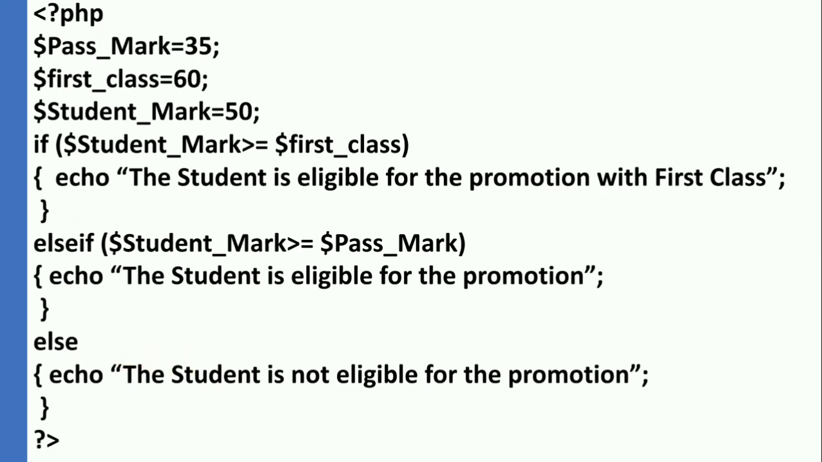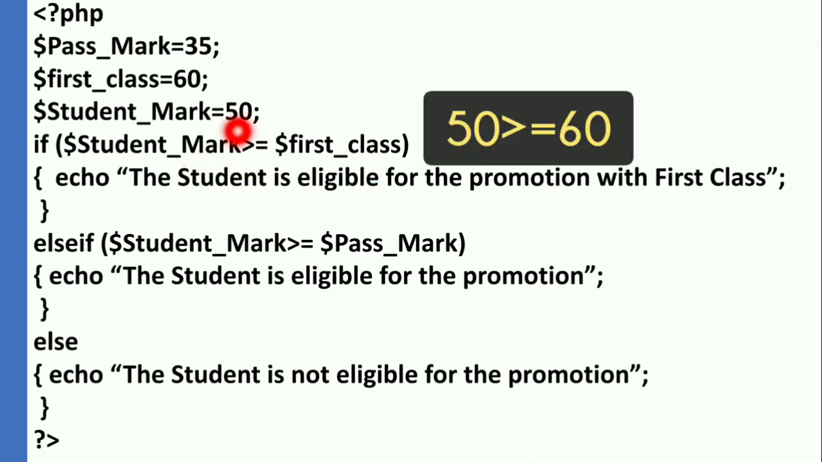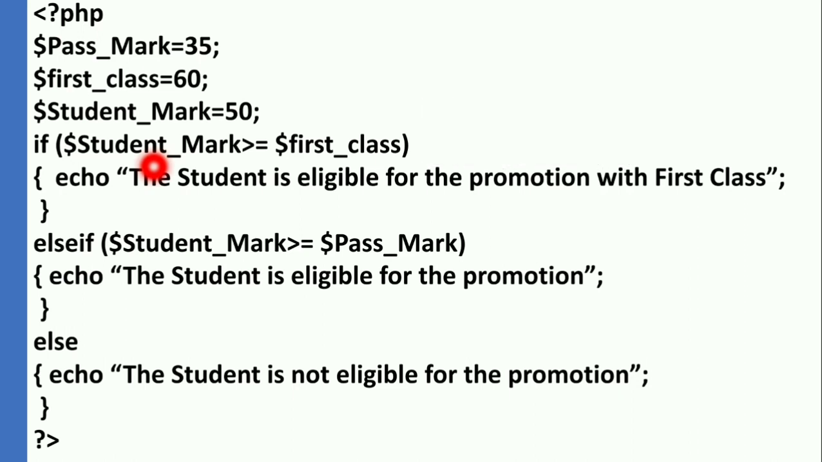Now start reading the program. Here we have three variables with their values, and the first condition is student mark greater than or equal to first class. Compare the values and check whether the condition is true or false. Student mark is 50 and first class mark is 60. Is 50 greater than 60? False. So the condition is false. What do we have to do if the condition is false? Simply ignore this block. You need not read what is inside. Ignore it. Move on to the next statement, that is else if.